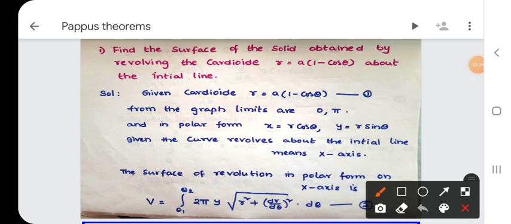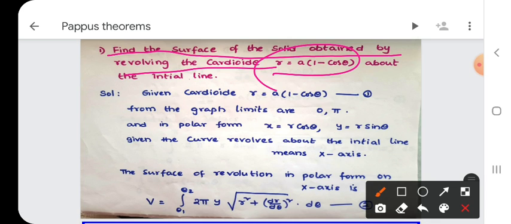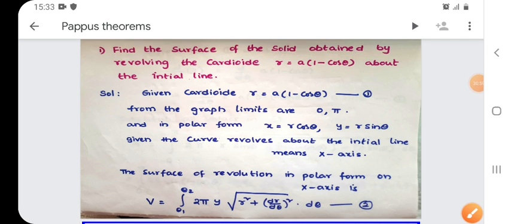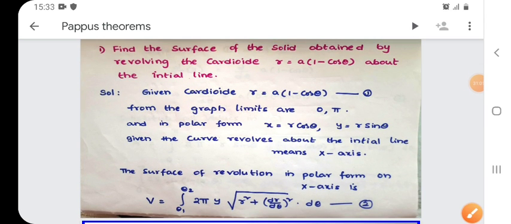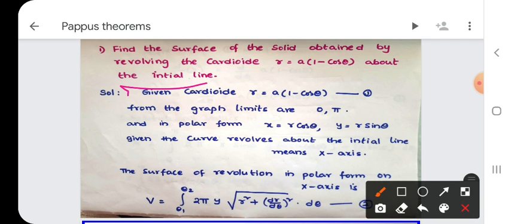Now we have one formula problem here. Find the surface of the solid obtained by revolving the cardioid r equals a into 1 minus cos theta. Already in a previous video we solved r equals a into 1 plus cos theta, but here we have 1 minus cos theta. Surface of revolution about the initial line.